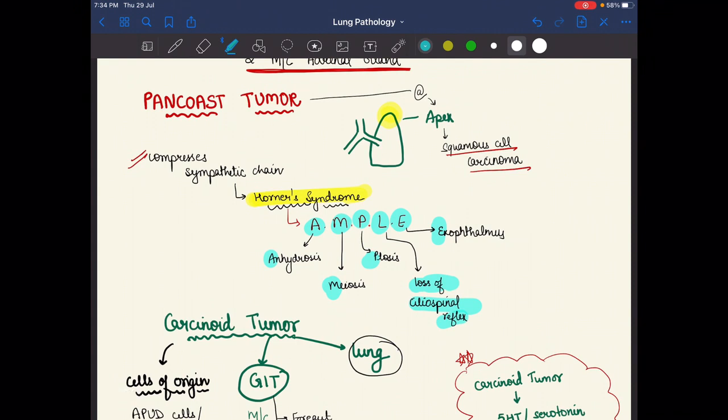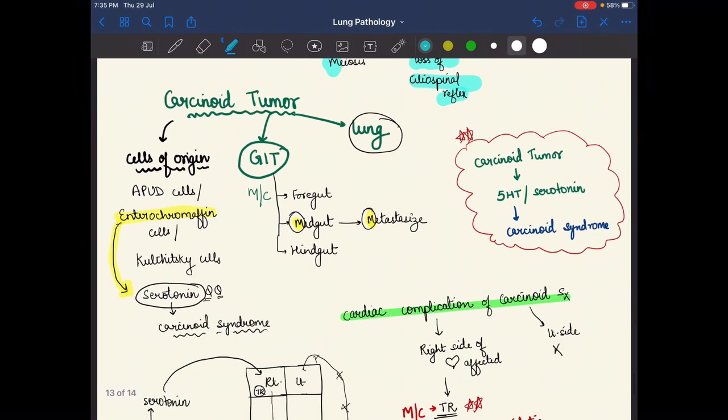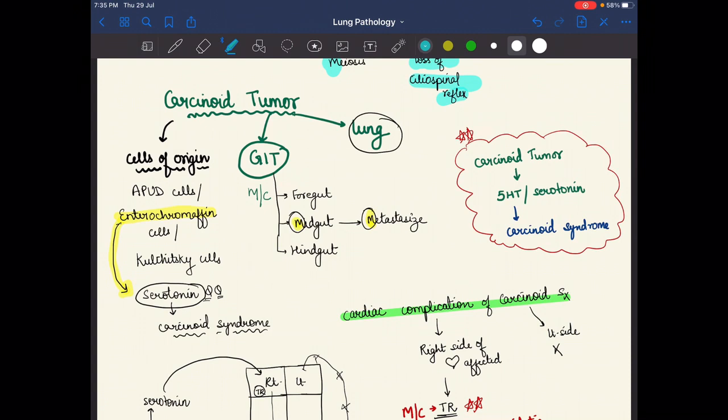The Pancoast tumor involves the apex of the lungs and is a squamous cell carcinoma. Now the next one is the carcinoid tumor. The cells of origin of the carcinoid tumor are APUD cells, enterochromaffin cells, and Kulchitsky cells. Please remember this. In enterochromaffin cells there is serotonin, and serotonin leads to carcinoid syndrome. Carcinoid tumor also involves the GIT and lungs, and in the GIT most commonly the foregut, midgut, and hindgut; in the midgut, metastasis is common.